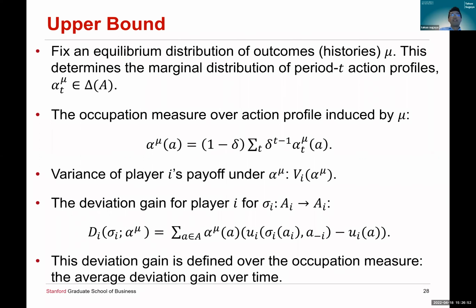So in some sense, very naively speaking, every period, whenever you are recommended some particular action, you always deviate according to this sigma_i. What would be the expected deviation gain that you can accumulate over time? That's this measure, because alpha_mu is an occupation measure, which is a discounted sum of the action distribution over periods. So in some sense, this player says, I'm going to deviate in the same way every period. What would be the deviation gain of such a deviation?